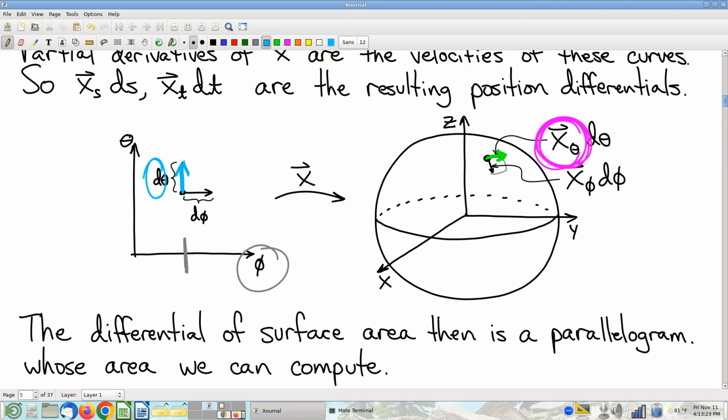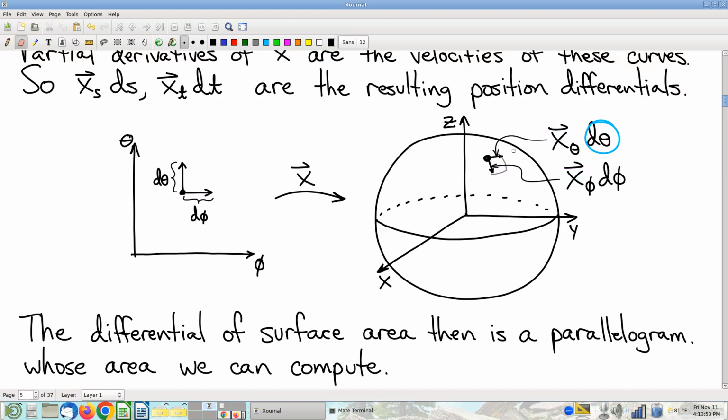Yeah, so d theta in blue there. What do you think? All right. So yeah. So x theta d theta is my position difference. That tells me how far I move across the surface of the sphere per d theta movement in the phi theta plane. And then likewise for the other one.